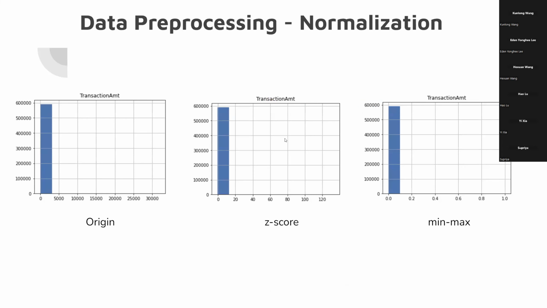And we also do the normalization part. We have tried Z-score and the min-max method, and both helped to decrease the range, but because it's credit card fraud, we didn't apply the normalization. We just tried to find out whether we can do it.